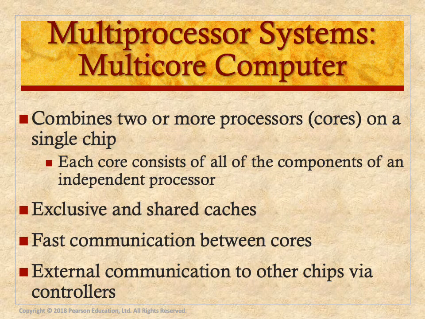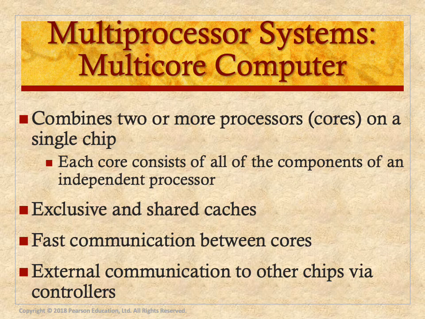A second type of a multiprocessor system that we want to consider here is the multi-core computer. In contrast to a symmetric multiprocessor system, where each processor comes on a separate chip, in a multi-core computer we have two or more processors, which are also called cores, on a single chip. And here each core consists of all the components of an independent processor, such as registers, execution units, and caches.